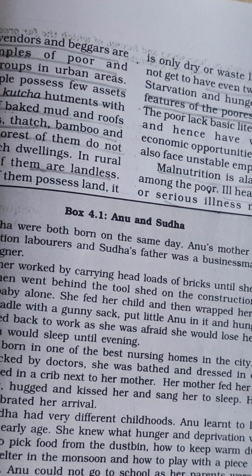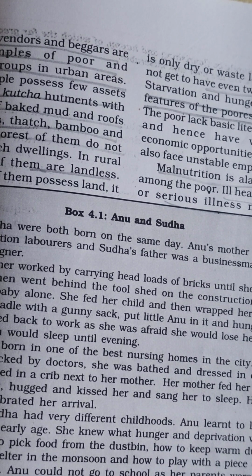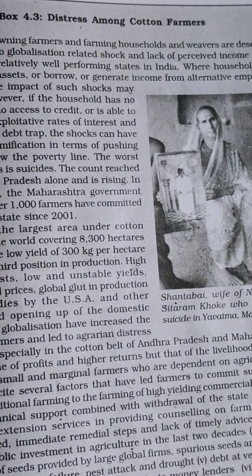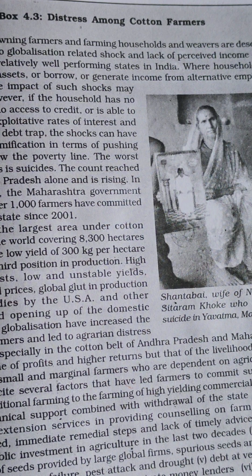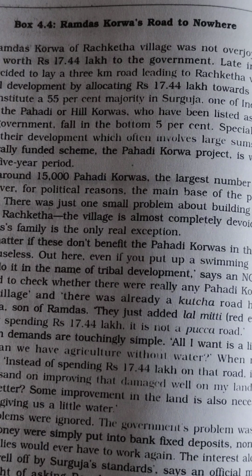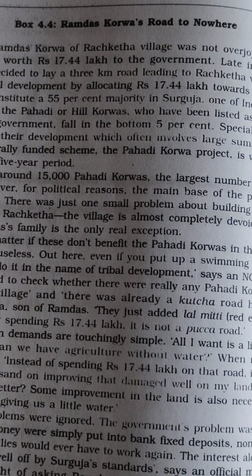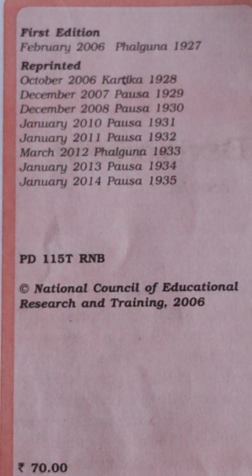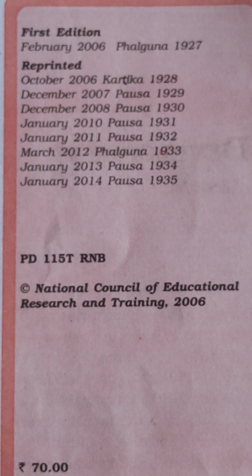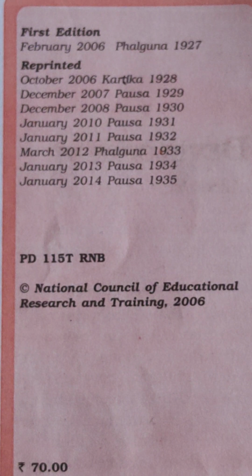Join in my next class to hear Anu and Sudha, the story given in this box 4.1, Distress Among Cotton Farmers, box 4.3, and very interesting, Ramdas Korwa's Road to Nowhere. There are several editions of this book, and the ISBN number is 81-7450-551-2. Students, I'm sure that you must be having your text, or look at the text while I'm reading. It's really very well written text.